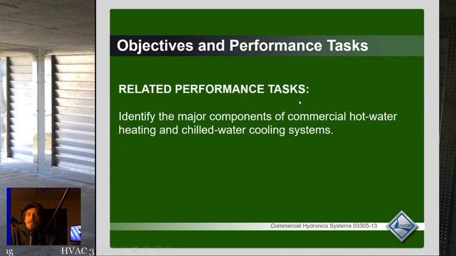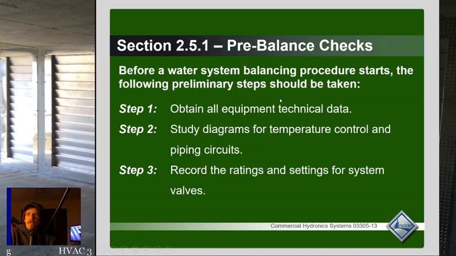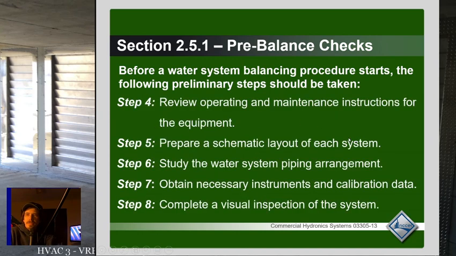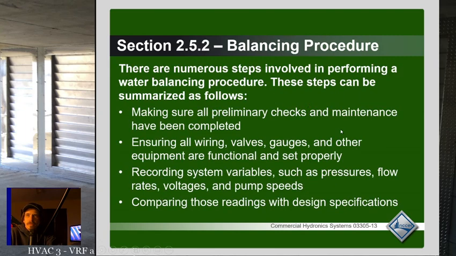Identify major components of commercial hot water heating systems. Before water system balancing procedure starts, the following preliminary steps should be taken. Obtain all the technical data for the equipment you're working on. You should always have that anyway. Study diagrams for the temperature control and piping circuits, and record the ratings and settings for various system valves. Review the operating and maintenance instructions for the equipment. Prepare a schematic layout of each system. Study the water system piping arrangement. Obtain all necessary instruments and calibration data. Complete a visual inspection of the system.